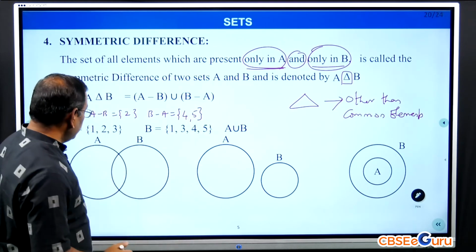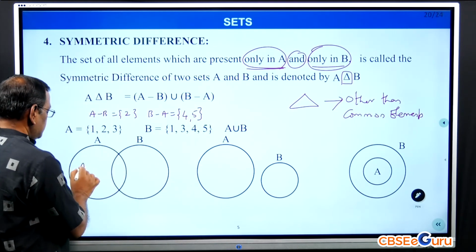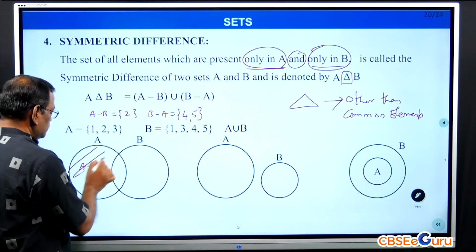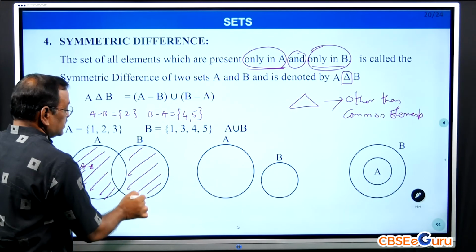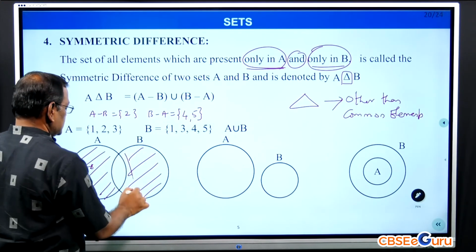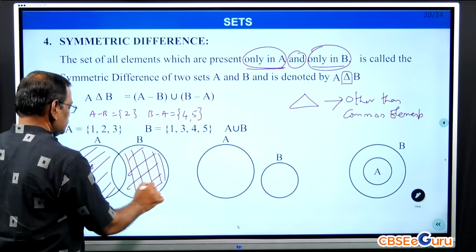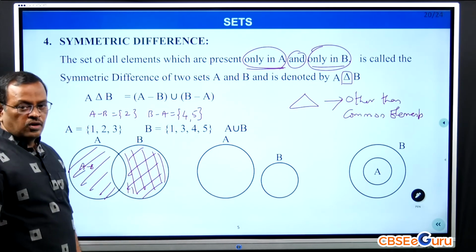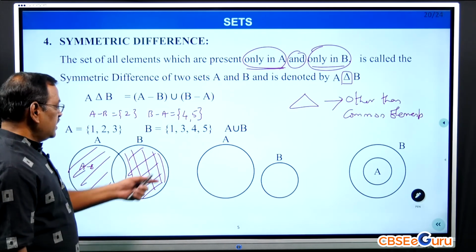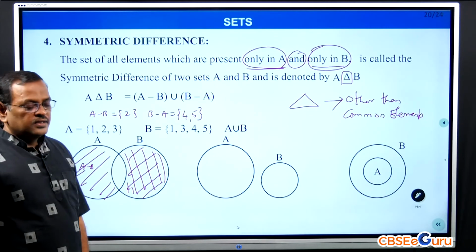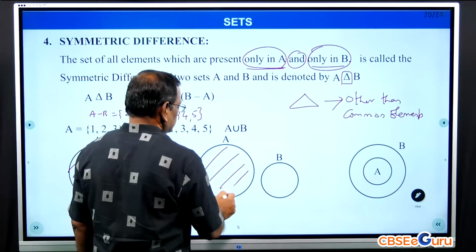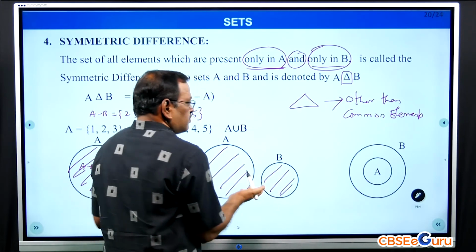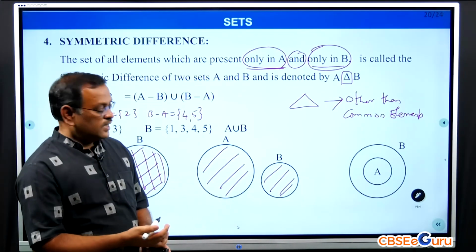Now in terms of Venn diagram, this is A minus B. And this is B minus A. Other than common. See that the meaning of this is other than common. And in terms of disjoint sets, A minus B, other than common means there is no common in this figure, and hence other than common.